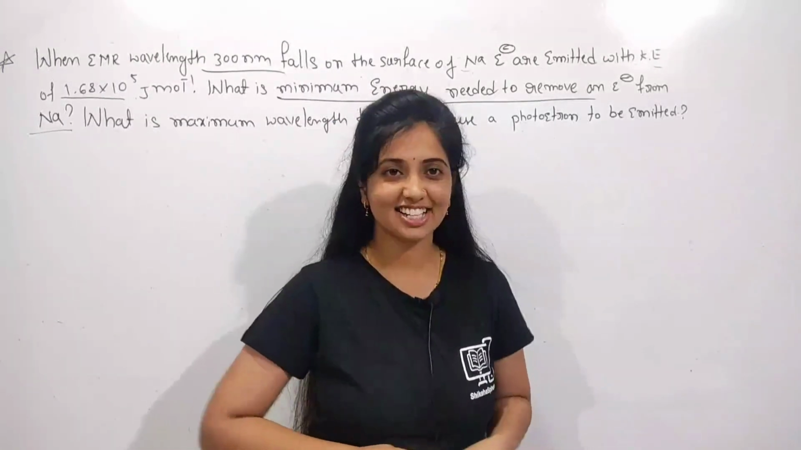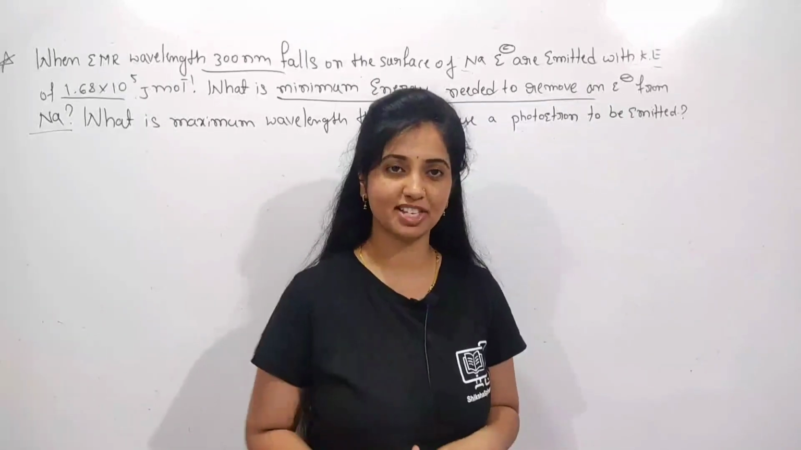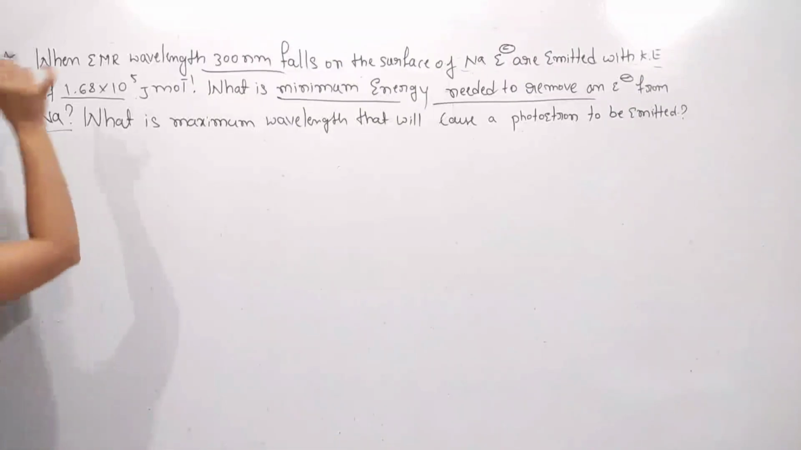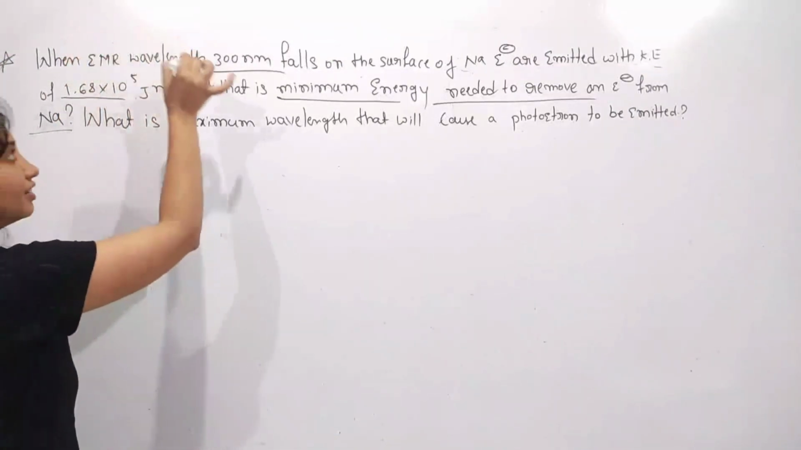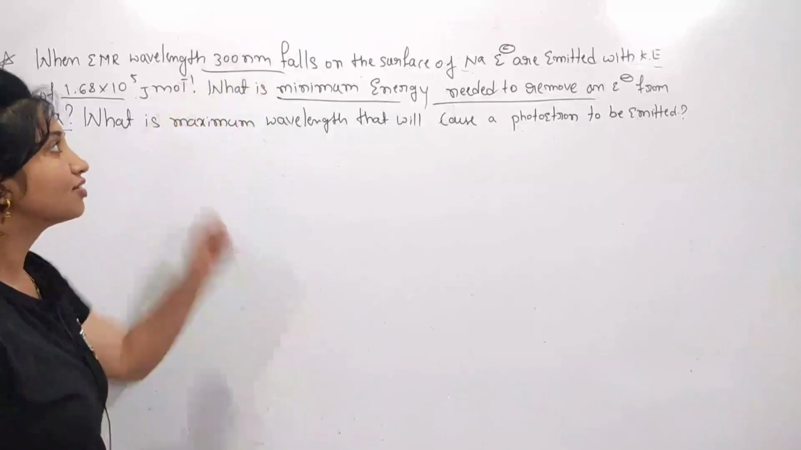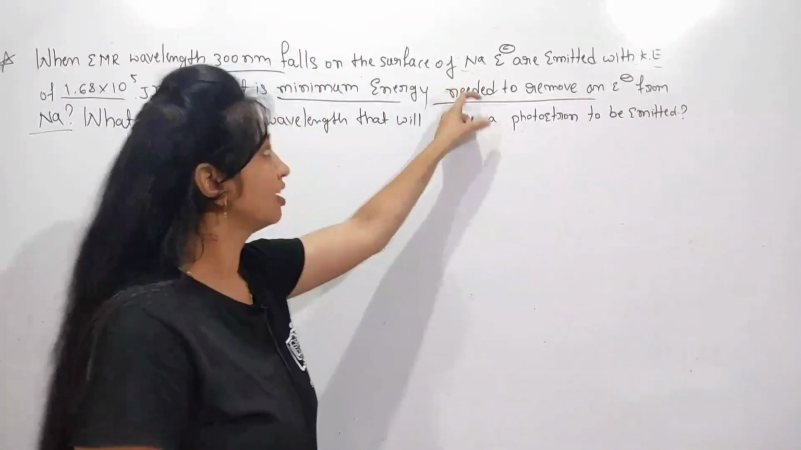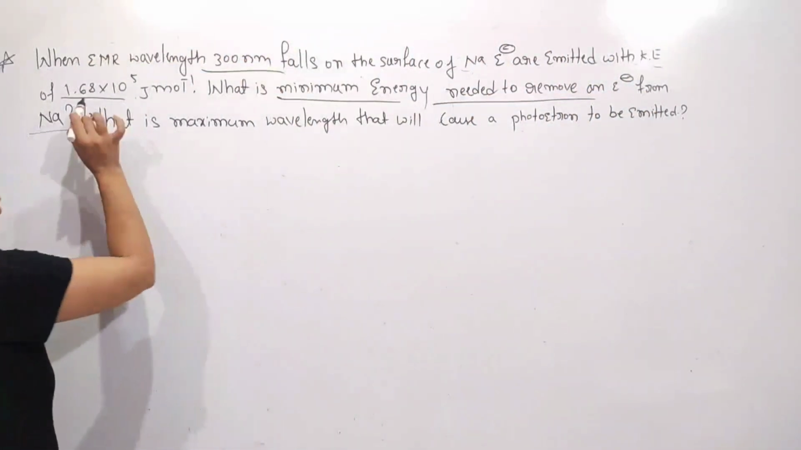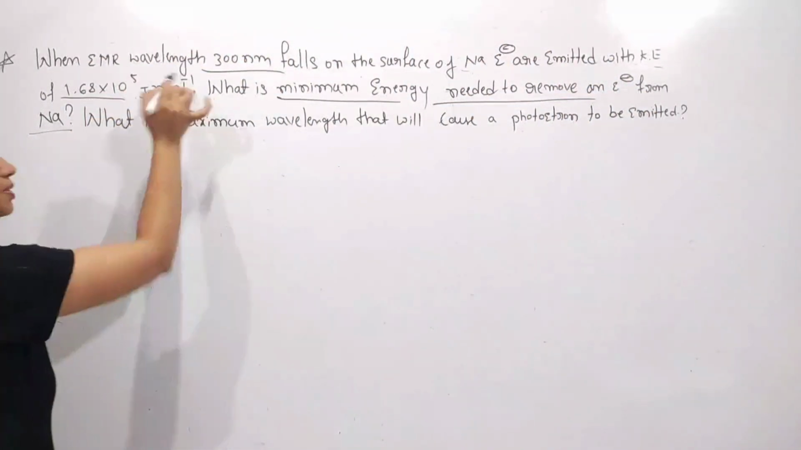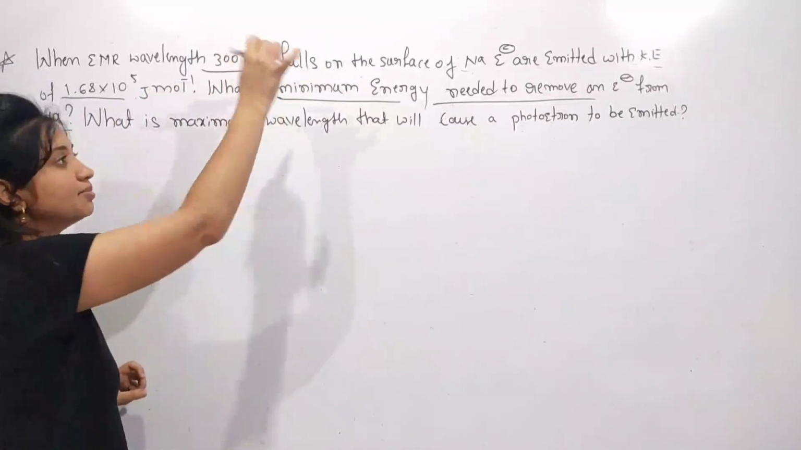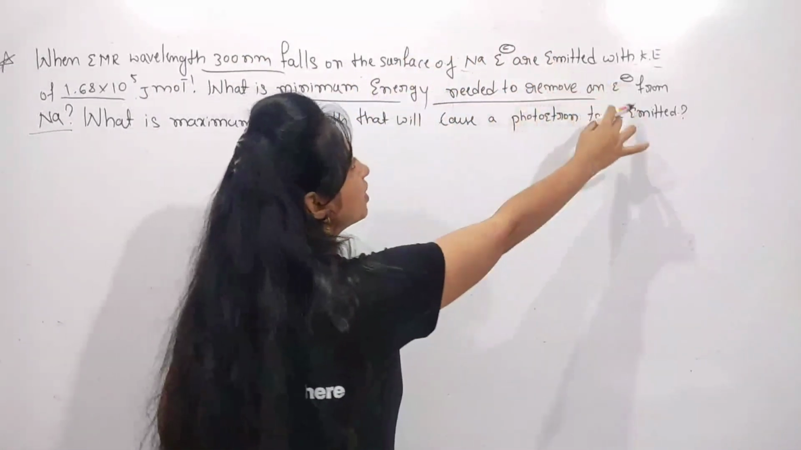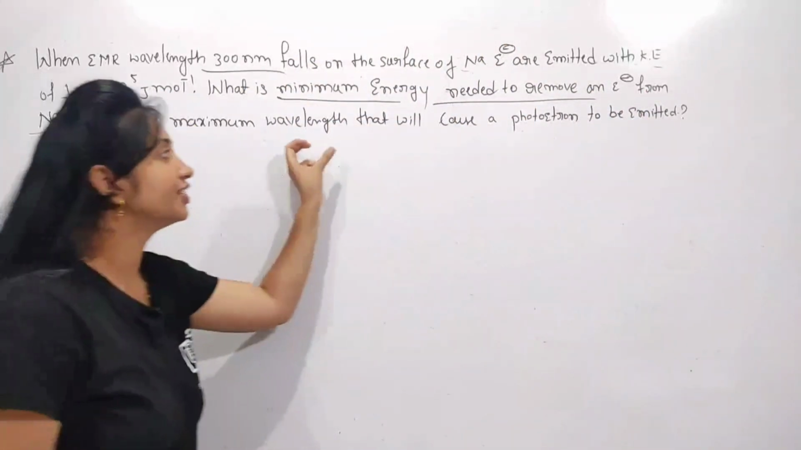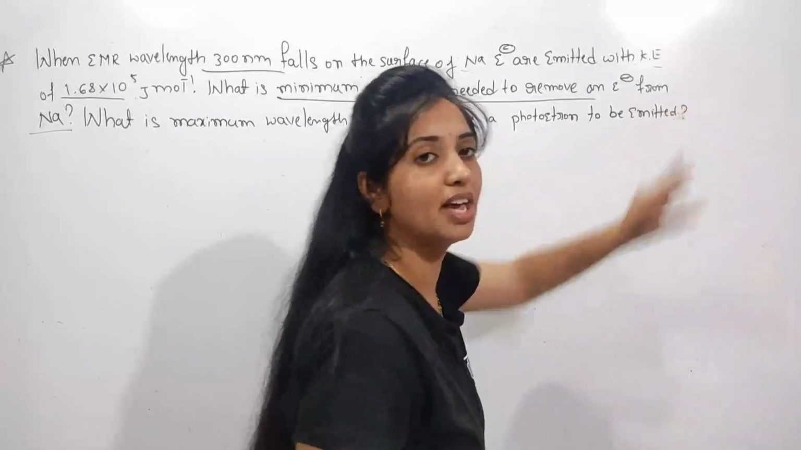Everyone, in this class I also wish to discuss the numericals based on the photoelectric effect. So see the problem here. When electromagnetic radiation of wavelength 300 nanometer falls on the surface of sodium, then electrons are emitted with a kinetic energy of 1.68 into 10 raised to 5 joule per mole. What is the minimum energy needed to remove an electron from the sodium? What is the maximum wavelength that will cause a photoelectron to be emitted?